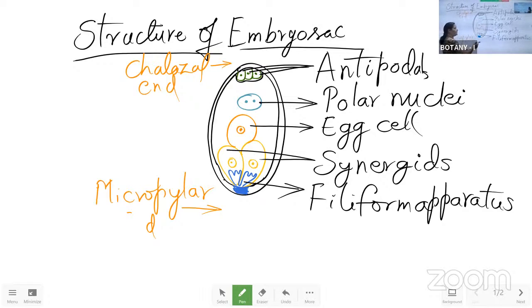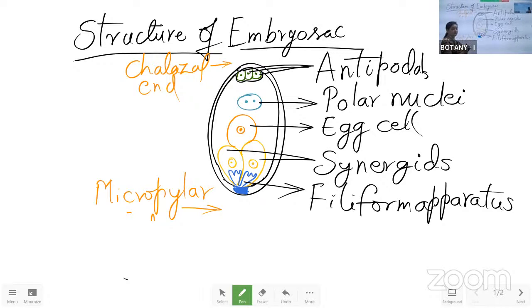And the filiform apparatus that is present inside the synergids will absorb the nutrients from the nucellus tissue that is present outside this embryo sac. Okay, because this embryo sac is present in the ovule. So in the ovule, again, nucellus tissue is present. So that nucellus tissue is giving the food, that is the nutrients, for the egg cell. Those are absorbed by the filiform apparatus. So the function of the filiform apparatus is to absorb nutrients from the nucellus tissue and supply them to the egg cell. That is the first function for the filiform apparatus.